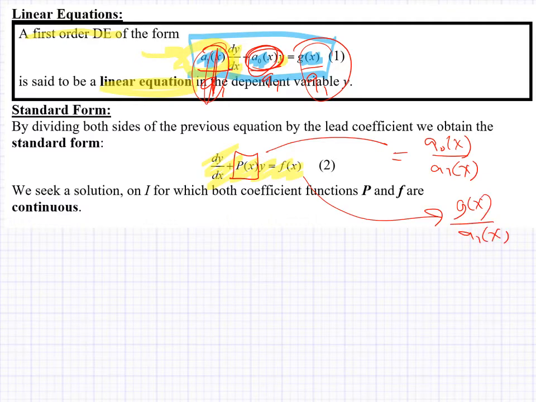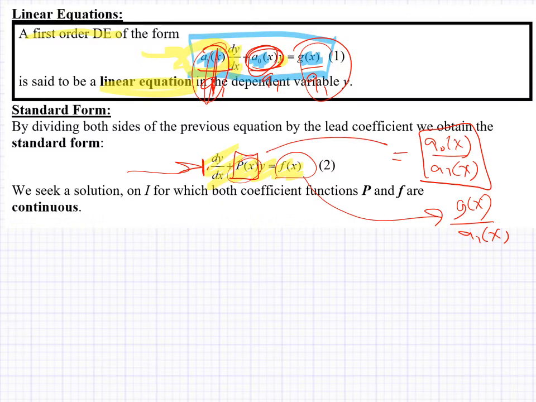We changed the name to p of x and f of x because if this is a function of x over a function of x, it's just one giant function of x, and it makes it much simpler just to call it p of x, and the same thing here for f of x. So this is standard form. The leading coefficient in front of the dy dx is a 1. That's key. Got to remember that.